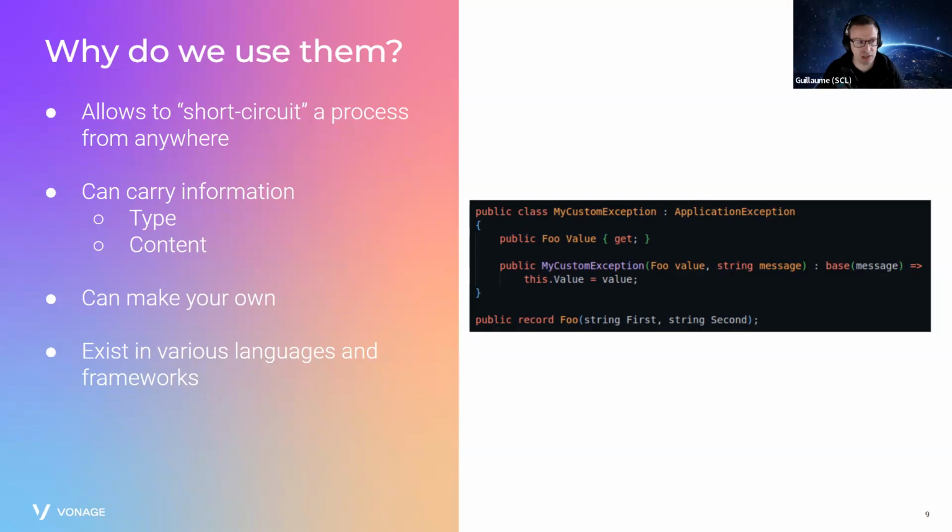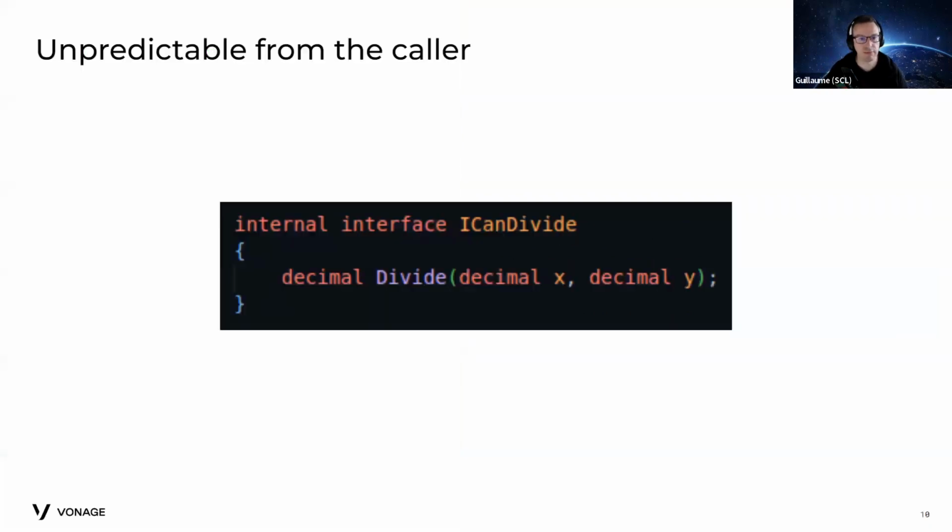The biggest problem I see, and that's a bit personal, is that they are unpredictable. Basically, the lack of transparency. We have here an example with an interface that offers a divide method, similar to the one we had before in the example from Microsoft. Can you tell what happens if I call divide 10-0? There is only one answer to that, and the answer is you don't know. You don't know because this is an interface, and you do not know how it has been implemented behind.